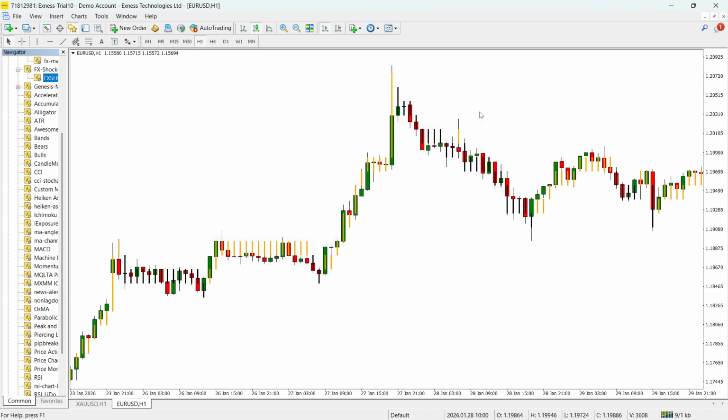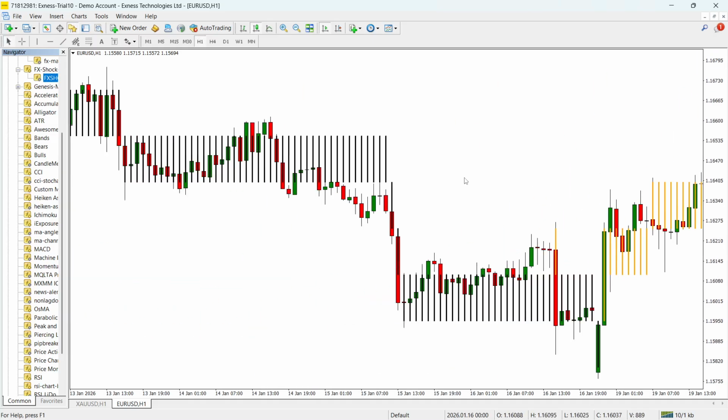So who is this indicator for? The FX shock is aimed at traders who want an automated, visually simple way to see trend direction and combine it with candlestick reversal patterns.